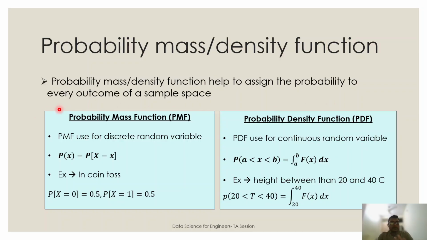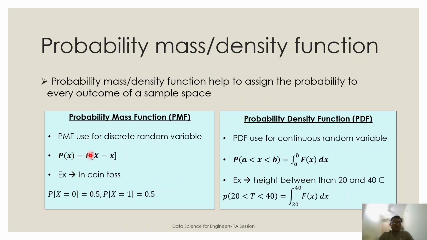Help to assign probability to every outcome of a sample space. So these are just an advanced version of what we talked about, the probability in terms of the mathematics. Here is the example I gave you. This is the way you generally represent the probability of an event, the mathematical notation: probability of event x.